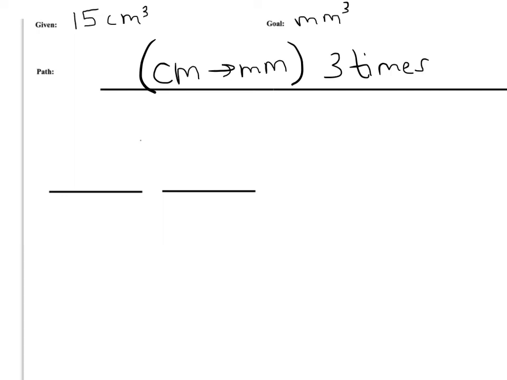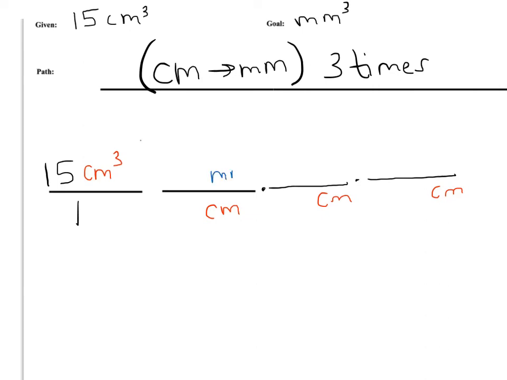So just like you always do, you'll start with your given, 15 centimeters cubed, and then I would put that over 1 since there's nothing in the denominator. As I said earlier, I need to go from centimeters to millimeters, and I need to do that 3 times. So I'm going to put centimeters on the bottom, three times: centimeters, centimeters, centimeters. Since I'm trying to convert to millimeters, I'll put millimeters on the top.